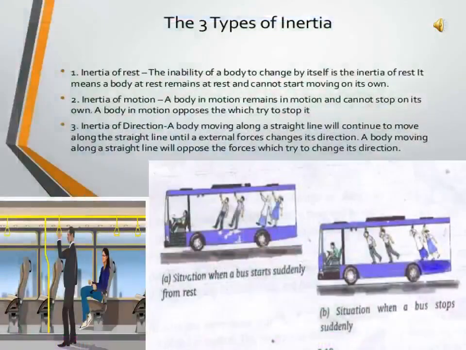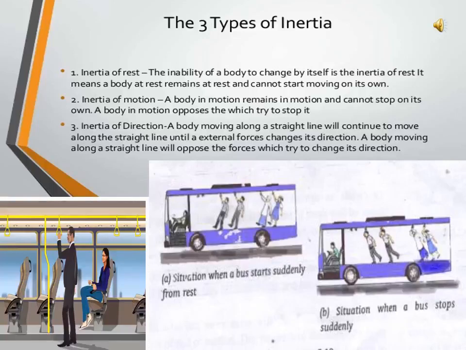Once again, I will explain the classification of inertia. There are three types. First one, inertia of rest. Second one, inertia of motion. And third one, inertia of direction. First one, inertia of rest. The inability of a body to change its state by itself is the inertia of rest. It means a body at rest remains at rest and cannot start moving on its own. See the situation when a bus starts suddenly from rest.